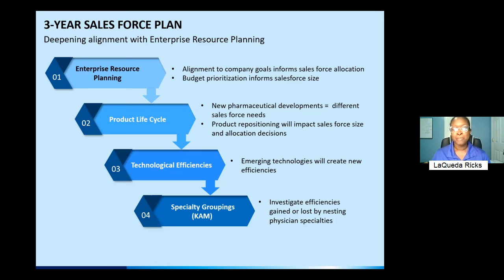And number 4, although our recommended short-term strategy is to focus on product allocation, there may be improvements to sales force efficiencies if physician specialties are nested. ENTs and allergists, for example, are likely to prescribe similar medications. They could be combined and managed by key account managers who are knowledgeable of physician specialty needs and this aligned offering provided by Syntech.